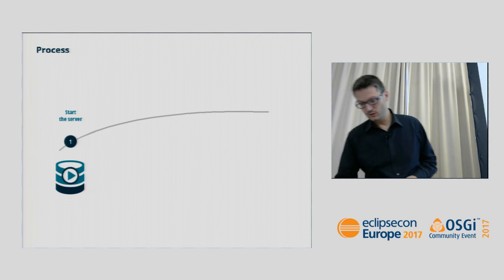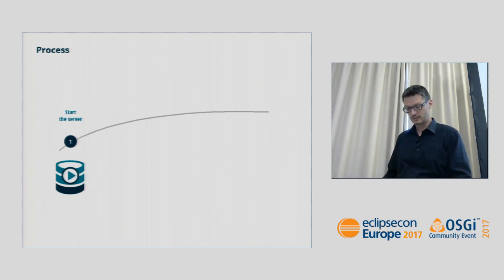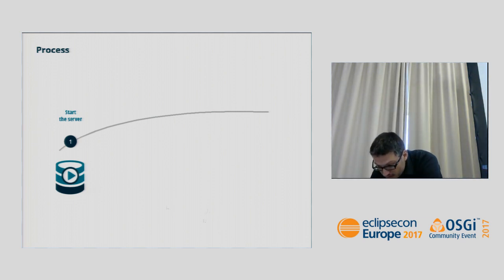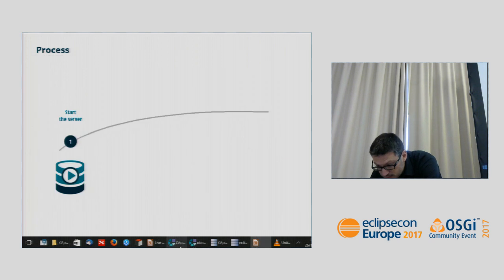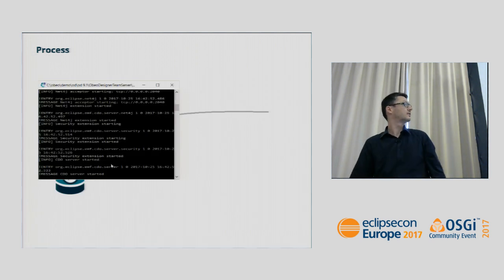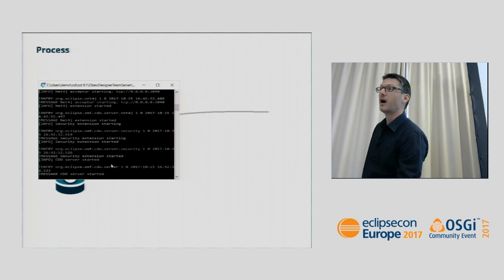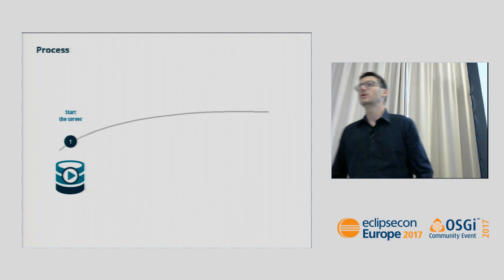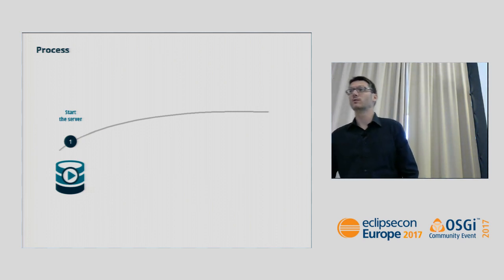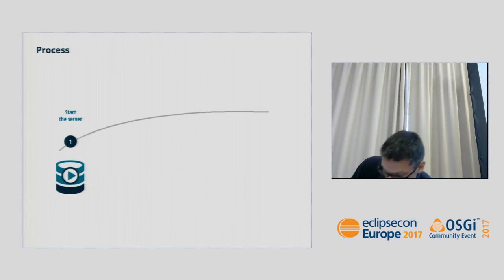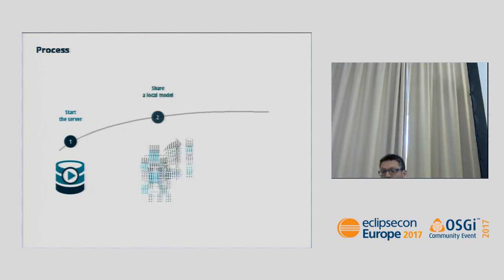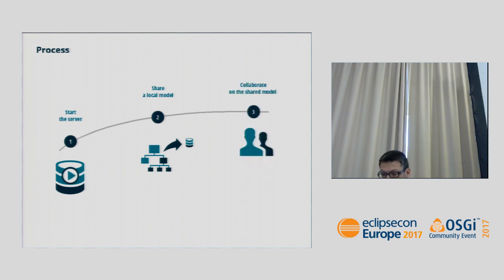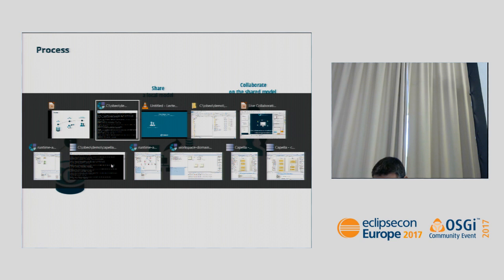The process to do this is first to start a server. So I already started one. So here it is. The server is Equinox based, CDO based, so it could be deployed on Linux, Windows, and others. Secondly, you share your existing models to this repository, and after you just collaborate. So let's go.